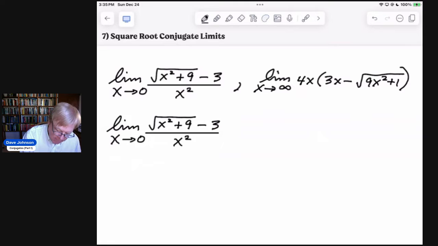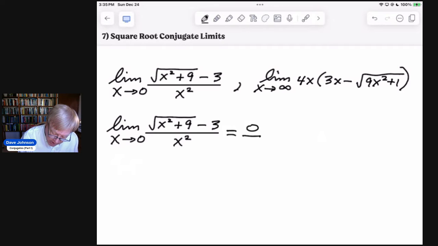limit. And first, I want to point out that when you plug in x=0, you get an indeterminate form. So if x is 0, x squared is 0. So you get the square root of 9, which is 3. So upstairs you get 3 minus 3, which is 0. And downstairs, of course, you get 0. So 0 over 0.